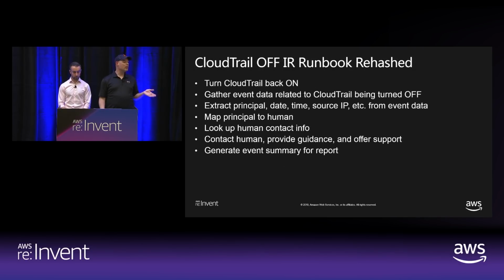So if we go back and look at the first demo where CloudTrail was turned off and we're responding to that, we did all of those things, right? We did all of the things of getting back to a known good state, getting the data that we needed, extracting the relevant values, mapping those to personnel and to assets, looking up contact information, contacting individuals, escalating, and generating report information.